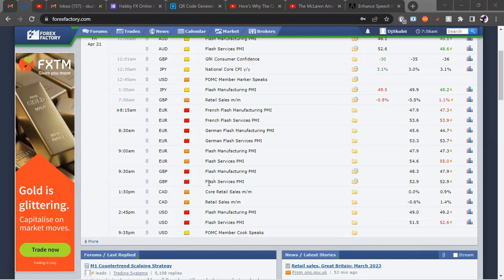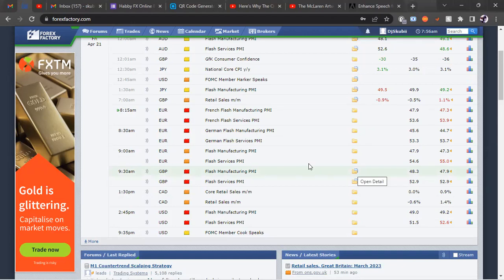Then we have 9:30 on GBP, flash manufacturing PMI. Then we have USD, USD is the same thing. All of them manufacturing PMI. So we have high impact news on Euro, GBP, USD. On CAD is mid impact.